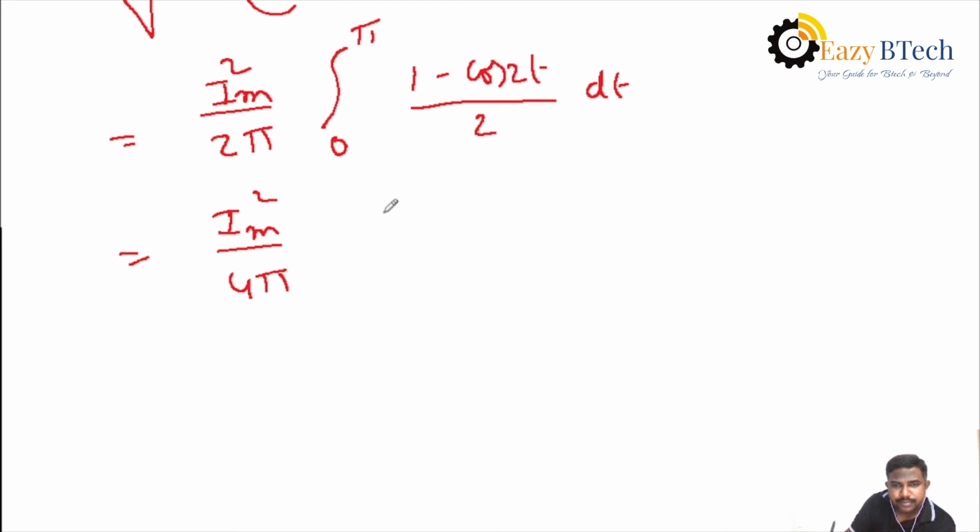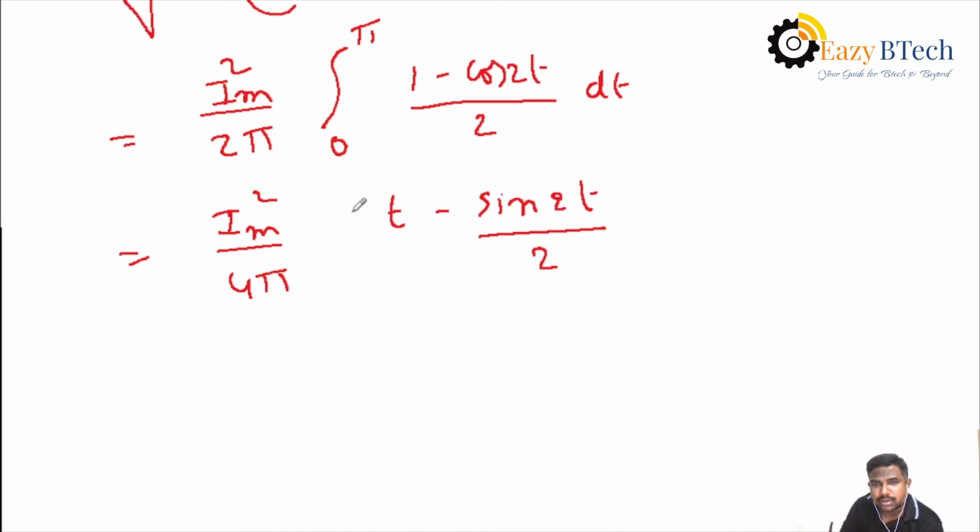Then for 1, the integration is t. For cos 2t, the integration is sin 2t, and for 2t the differentiation is 2, so that is divided by 2. Here we have cos 2t, not cos t. For cos t, the integration is sin t. Okay, the integration of cos 2t is nothing but sin 2t by 2. Okay, for the whole function, apply the limits here.